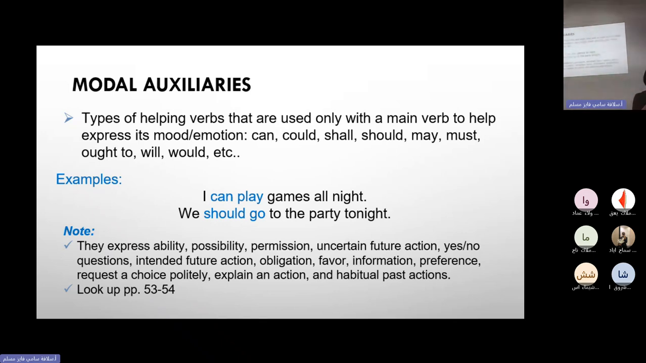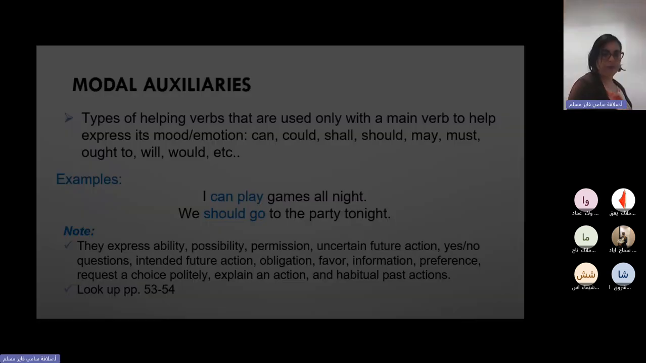كل واحدة فيهم بتعطيني expression معين. Okay? So they express ability, possibility, permission, uncertain future action, yes/no question, intended future action, obligation, favor, information, preference, request, choice, politely explain an action, and habitual past action. Okay? هذا كله كل واحدة فيهم علينا examples كثيرة في كتابكم صفحة 53 و 54.